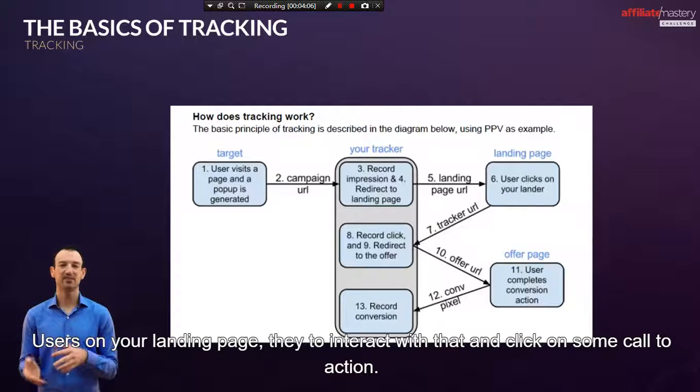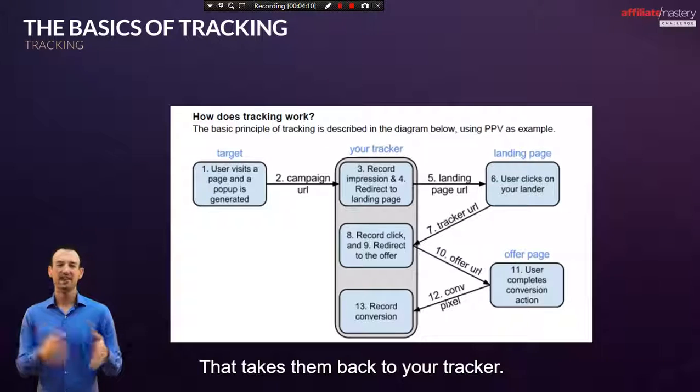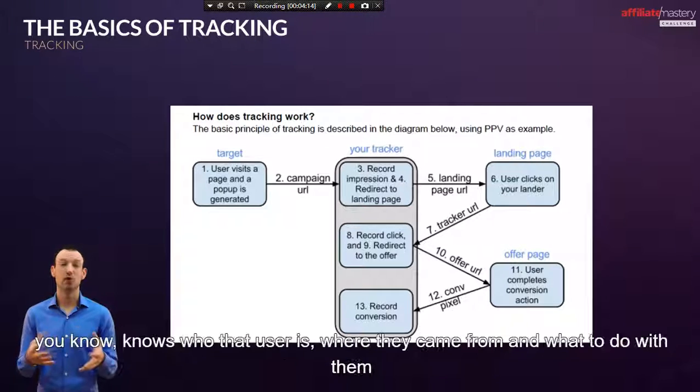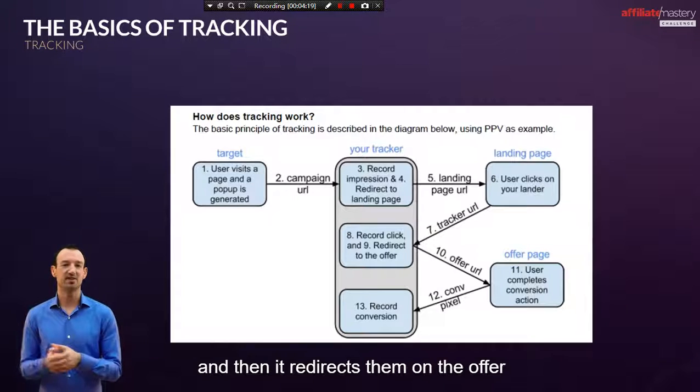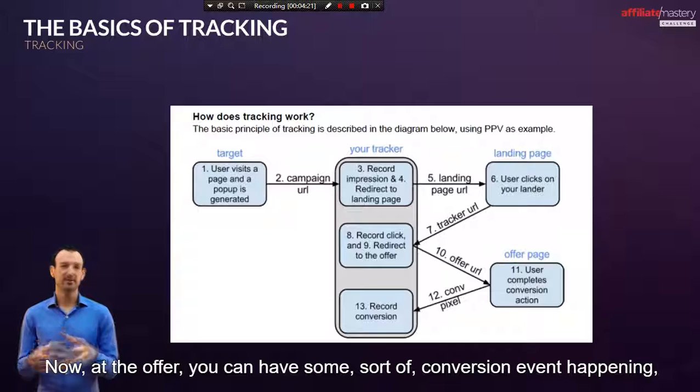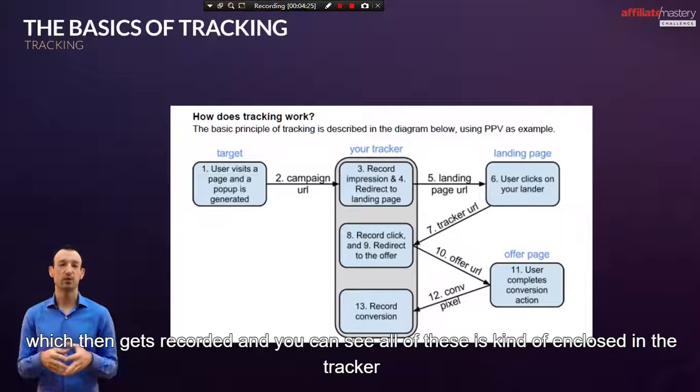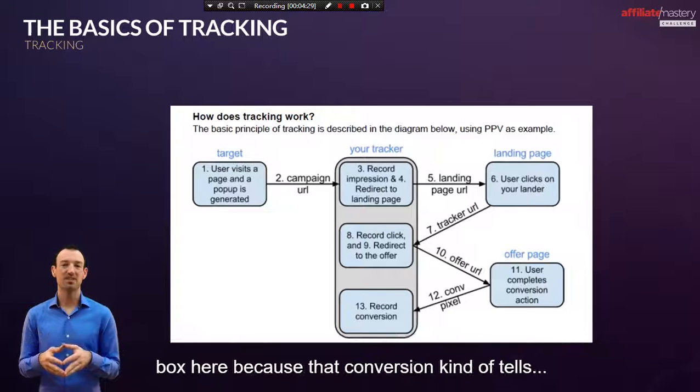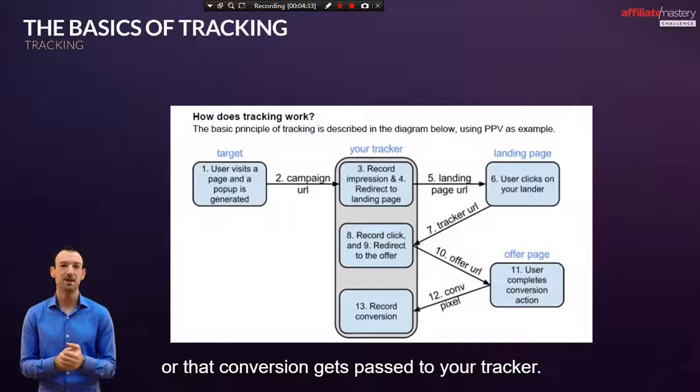Users on your landing page interact with that and click on some call to action. That takes them back to your tracker. Your tracker records that click and knows who that user is, where they came from and what to do with them, and then it redirects them onto the offer. Now, at the offer, you can have some sort of conversion event happening, which then gets recorded, and you can see all of this is kind of enclosed in the tracker box here, because that conversion gets passed to your tracker.